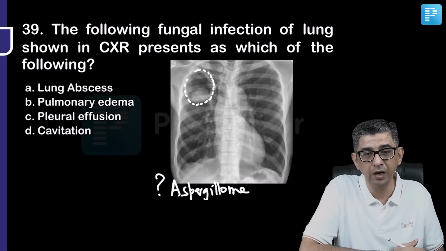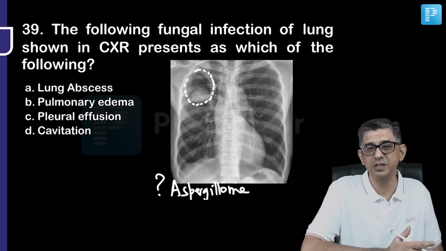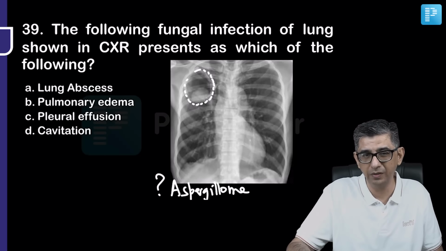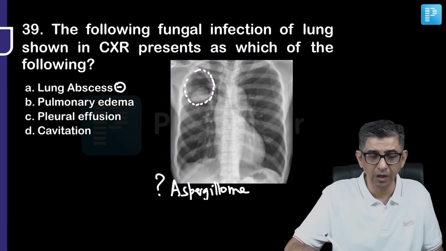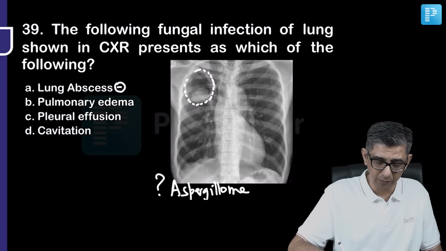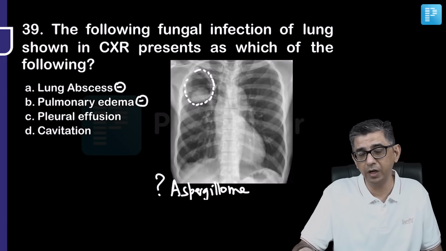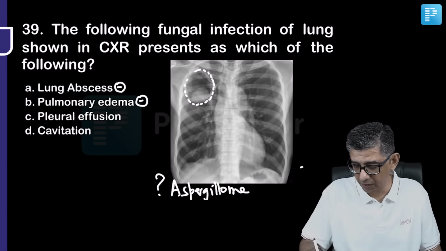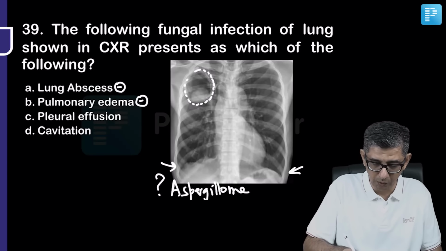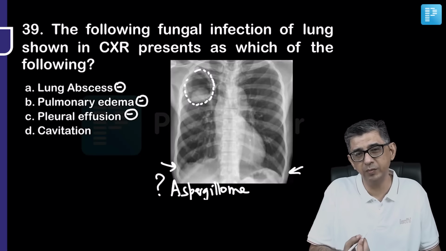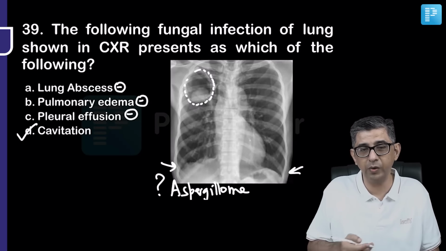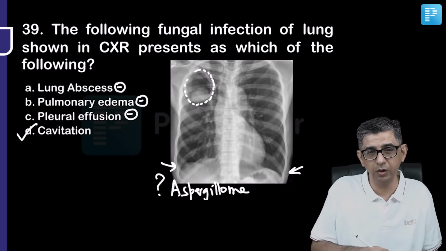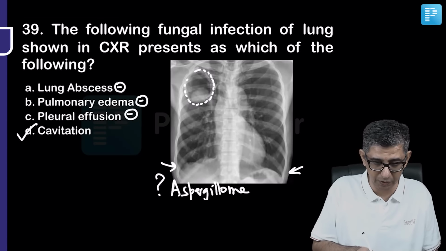Option A says lung abscess. Now that's unlikely because he's himself talking about a fungal infection in the lung, so I would like to keep this as an unlikely answer. There is no pulmonary edema visible in this question. I mean, there's no bat wing edema present, so option B is ruled out. Pleural effusion, the costophrenic angles look fine, so I'm ruling out option C also. That leaves me with only cavitation. The diagnosis of this patient is aspergilloma. There could be a fungal ball growing in the lungs of the patient in the right upper zone.